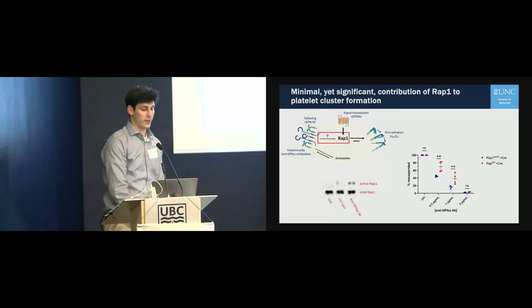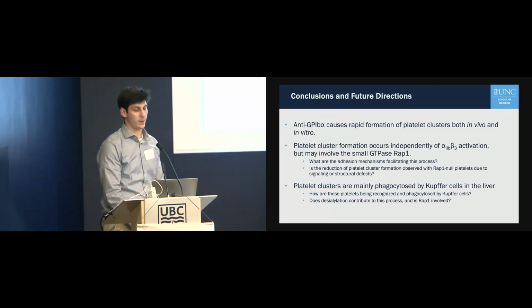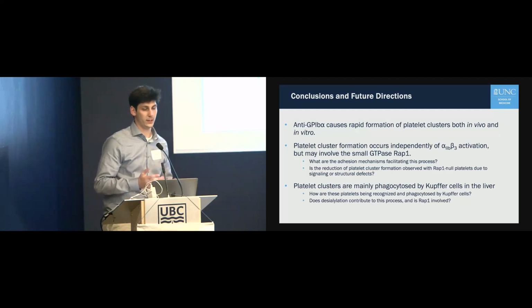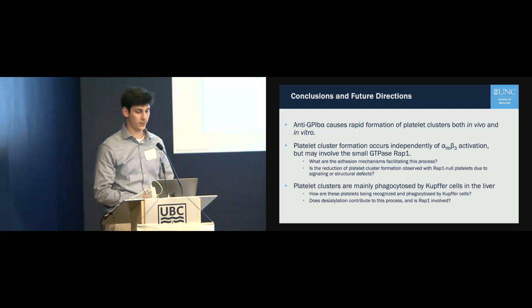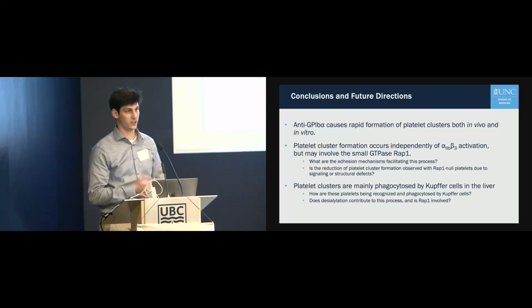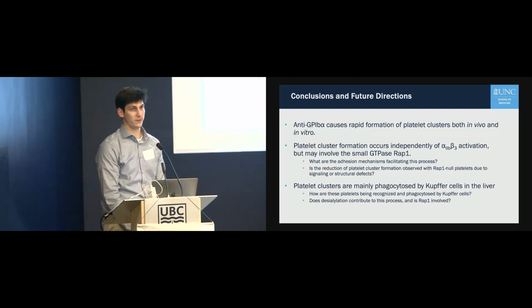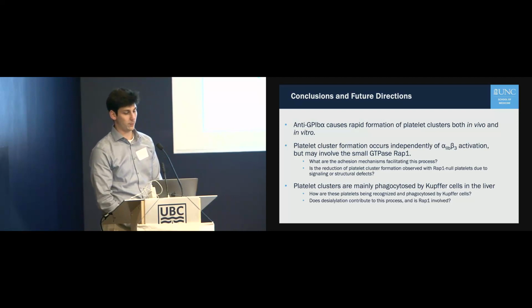So just to conclude, I've shown that anti-GP1B antibodies cause these rapid platelet clusters that form and get sequestered to the liver, and this antibody can cause this both in vitro and in vivo. This process of platelet cluster formation occurs independently of integrin activation, but may involve the small GTPase RAP1.